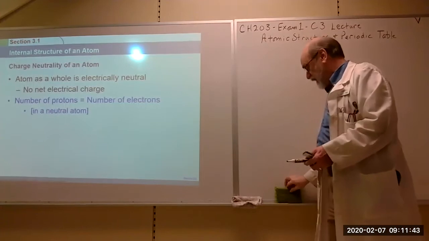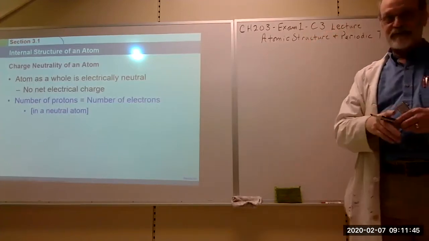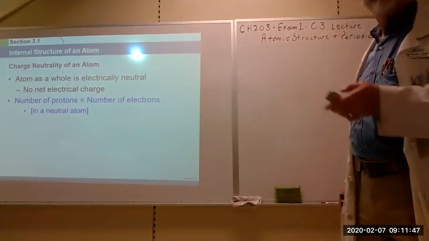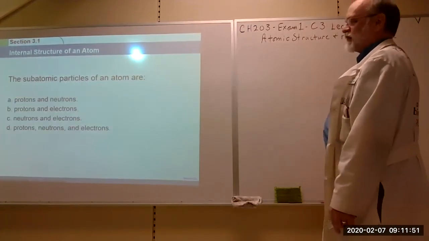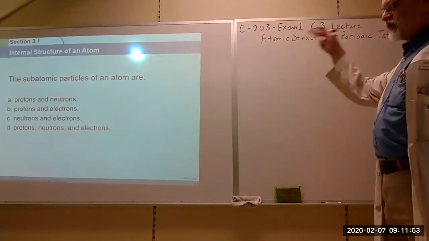We're actually talking about types of bonding here, so we're getting ahead of ourselves. Okay, subatomic particles: protons, neutrons, electrons.